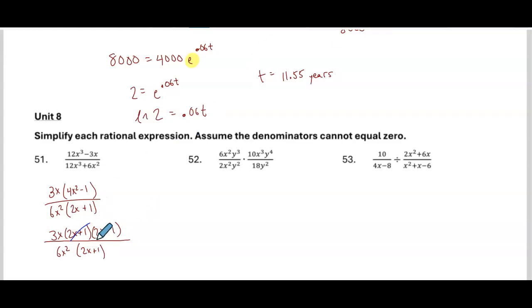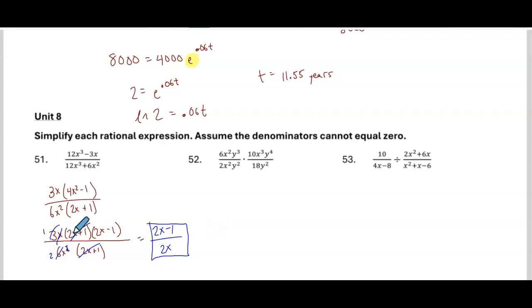Let's cross out these 2x plus 1s. And then 3 and 6 can be 1 and 2. So when I rewrite this, oh, and also I will have x over x squared, which would leave me with an extra x on the bottom. So if I cross out that x and make this x to the first. Okay, so across the top I have 2x minus 1. And across the bottom I have this 2, this extra x. And that cannot be simplified. Whoa, wait a minute. Yes, that is correct. Okay, and that cannot be simplified any further. And so that's where I am.